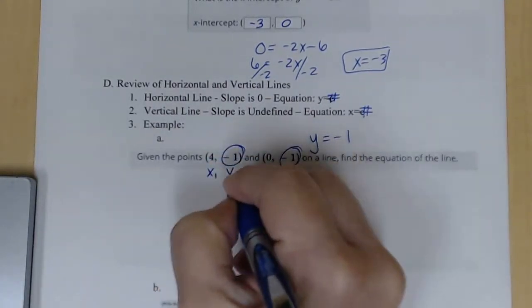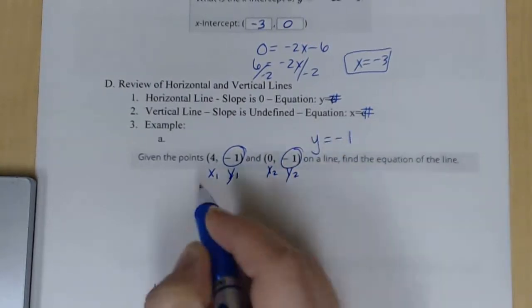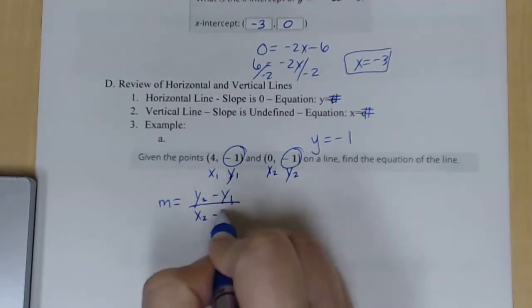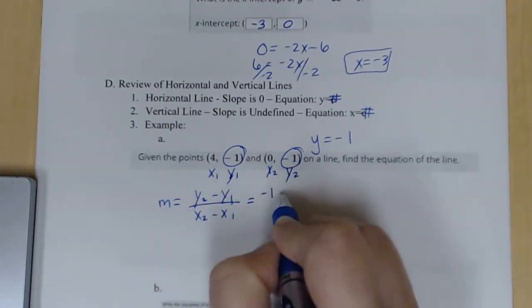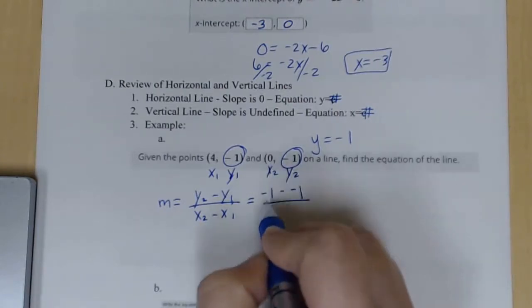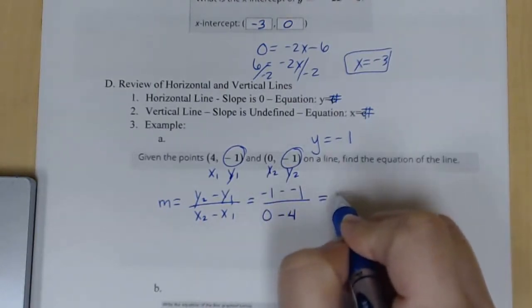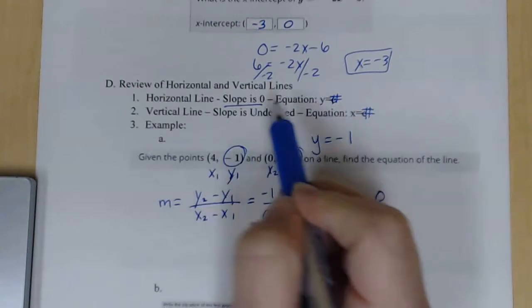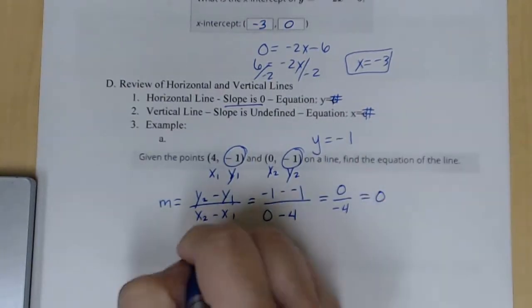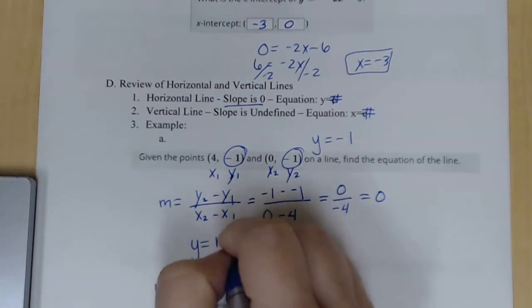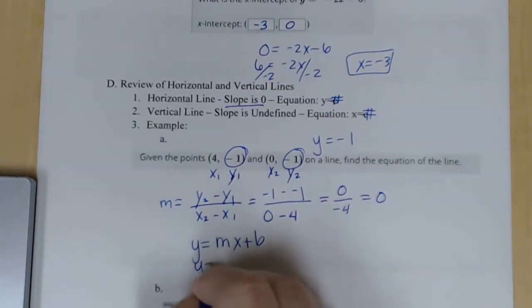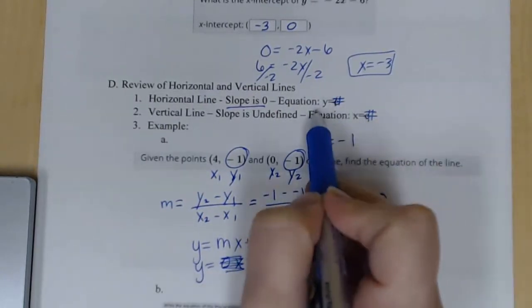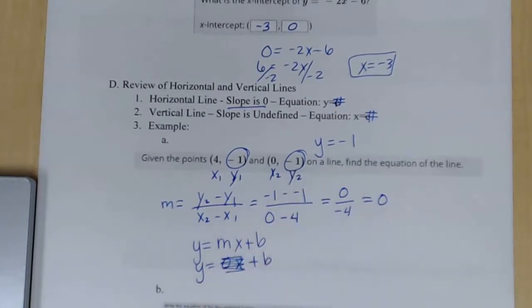x1, y1. x2, y2. Let's find the slope. Slope is equal to y2 minus y1 over x2 minus x1. So that gives me -1 minus -1 over 0 minus 4. That gives me 0 over -4, which is just 0. And we know that the slope of a horizontal line is 0. So you would come down here and say y equals mx plus b if you like. You're taking the long route here, and you're going to have to find b. But you notice your 0 goes out. So again, we're back to y equal to a number, and that number is -1.